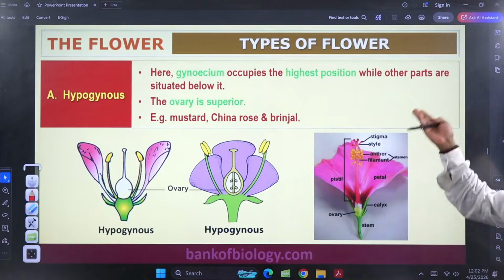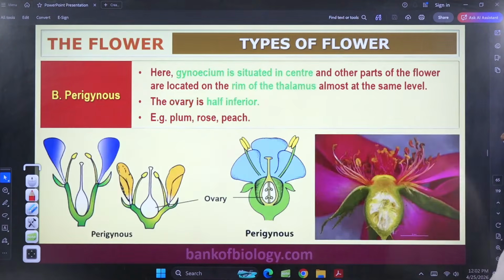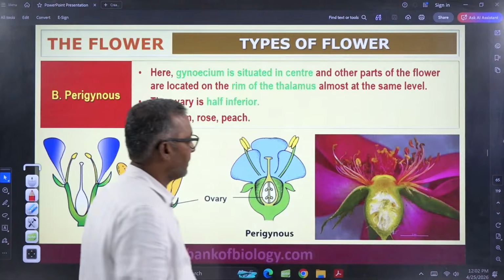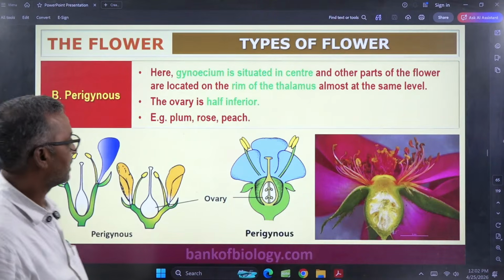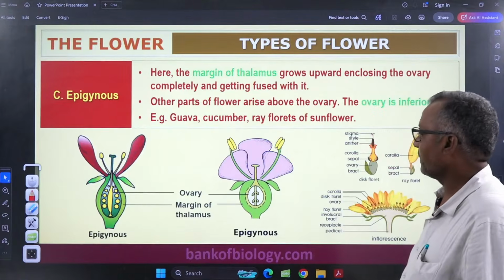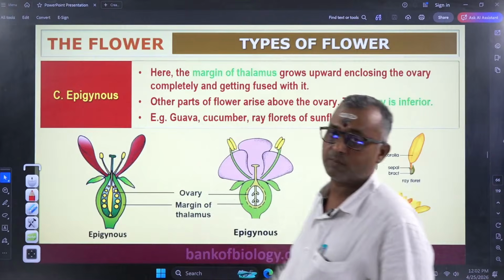And this is the live example, like China rose, mustard, brinjal, chili, tomato, all these you can give. Now these are the examples for plum, peach, rose. Look at here. So here ovary is neither superior nor inferior. Now look at these epigynous flowers. So here ovary is inferior, remaining floral parts are superior.